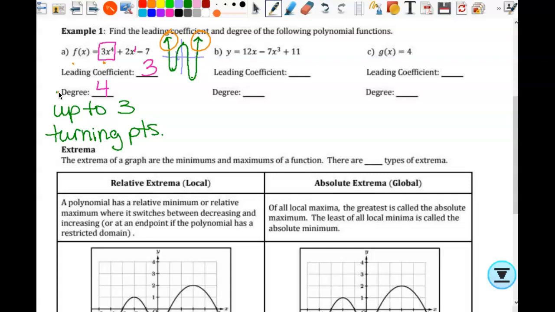All right, now let's look at B. On B, what is my leading term?